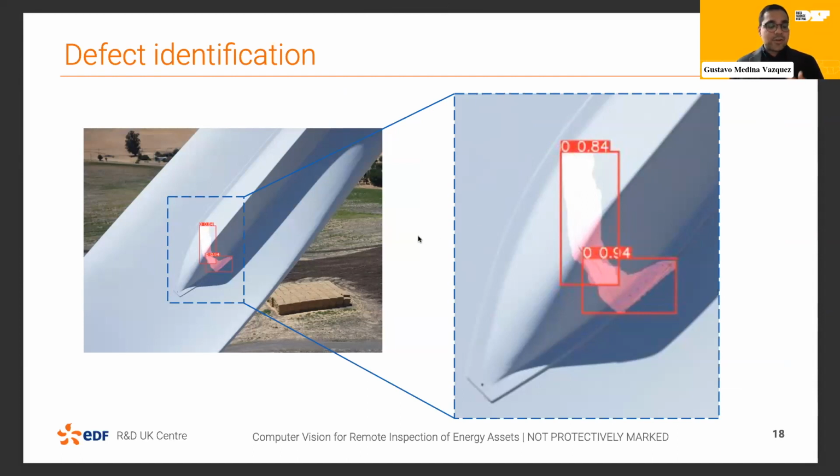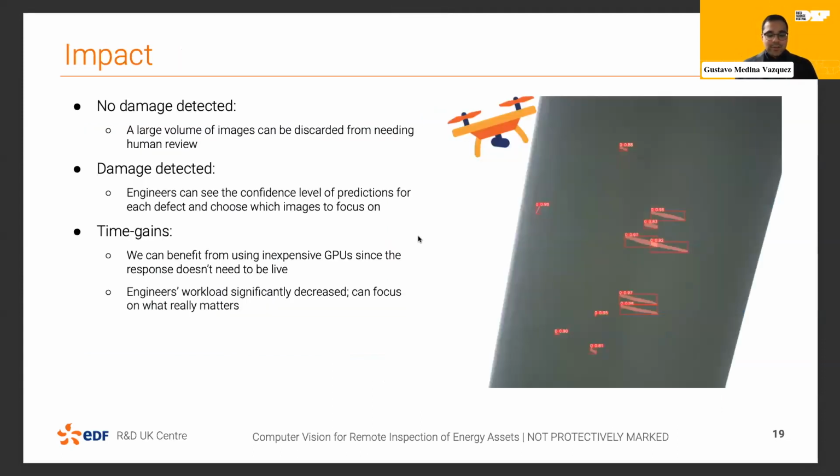This has been a project that has been going on for several years already, and we are now in the final stages of development, and we're very close to deploying this model so that our engineers can actually start using it now. So we believe that this will create a lot of value because this is going to help our engineers save time. Now, a large volume of images can be immediately discarded from human review, those not containing any defects. And for those that do, the engineers can look at the confidence score attached to each defect so that they can focus on the ones that require the most attention.